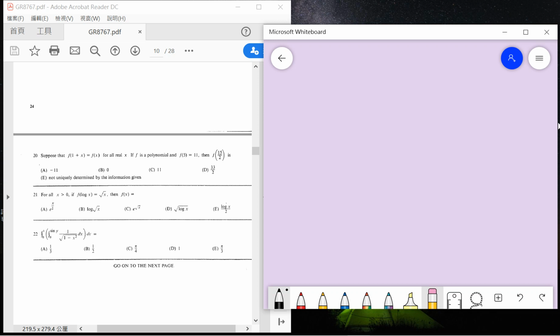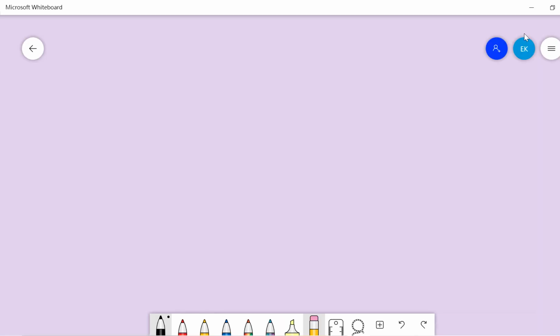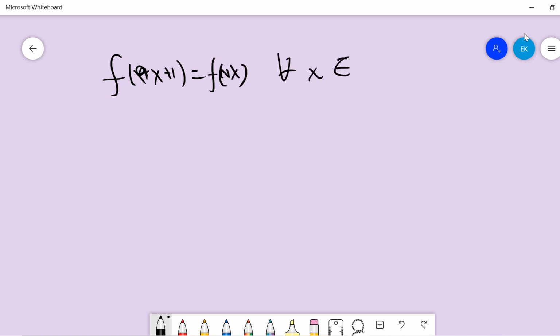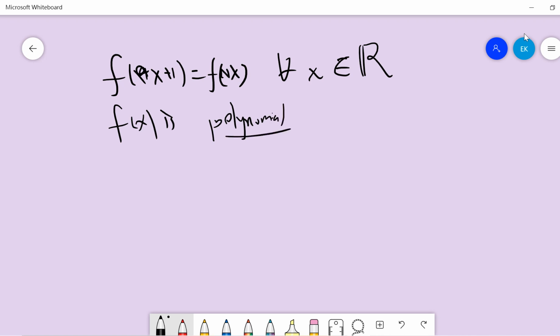Okay, so basically, question 20: suppose that f of 1 plus x is equal to f of x for all real x. If f is a polynomial and f of 5 is 11, then they ask you about f of 7.5. So you can already know the answer, right? Because this is easy. You know that f of x plus 1 equals f of x for all x, and you also know that f of x is a polynomial.